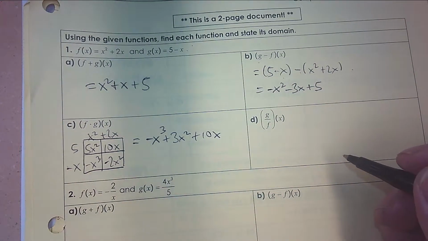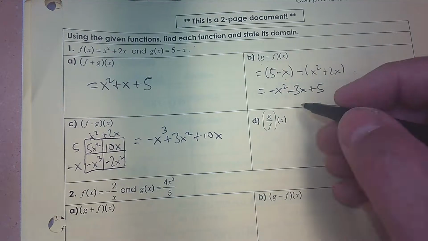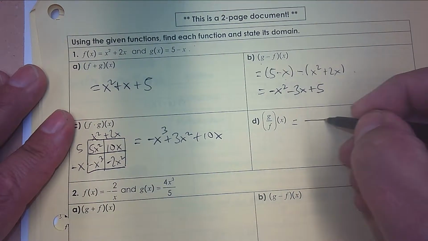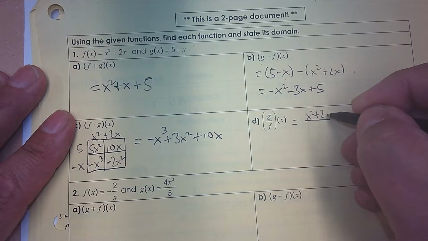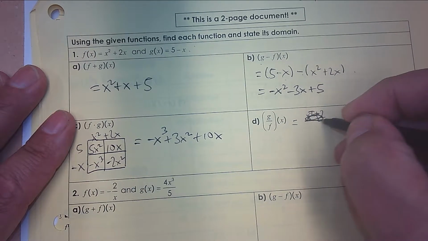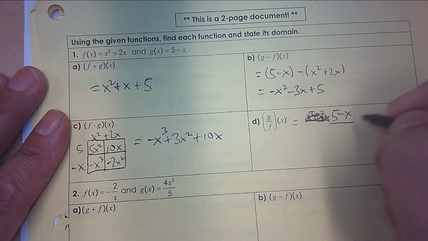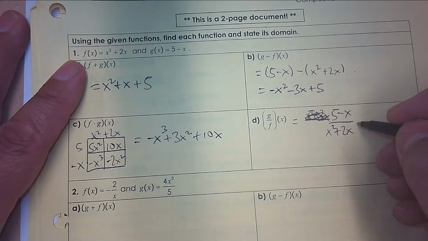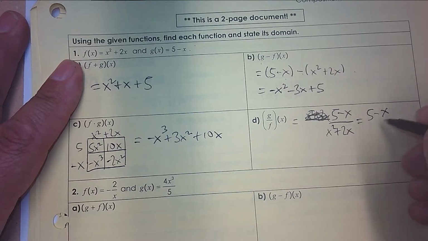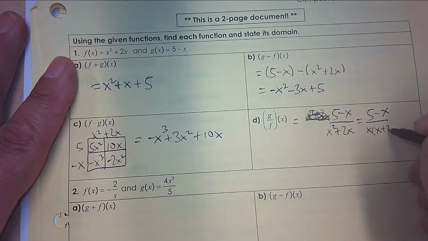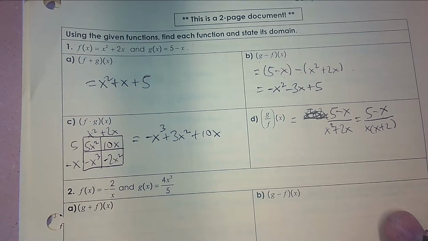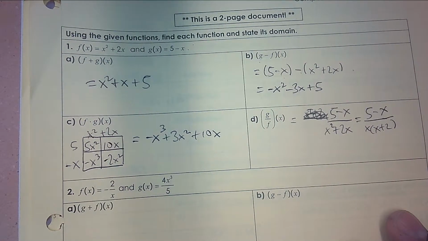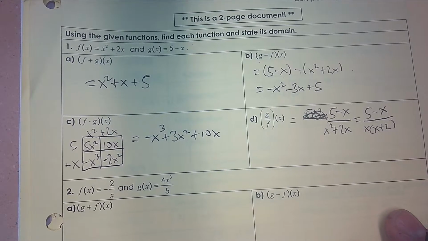For d, we're dividing. So the numerator is 5 subtract x, that's g. The denominator is x squared plus 2x. You could factor and see if there's a common factor that would divide out. But when you factor out an x, I don't see anything that would divide out that would make that simpler. And the denominator is more powerful, so I think that would be it. You can just check something quick.